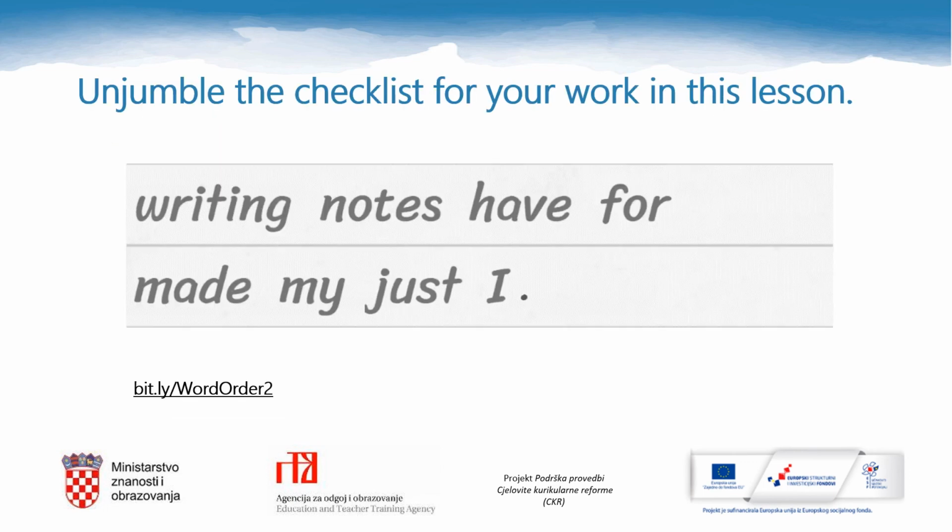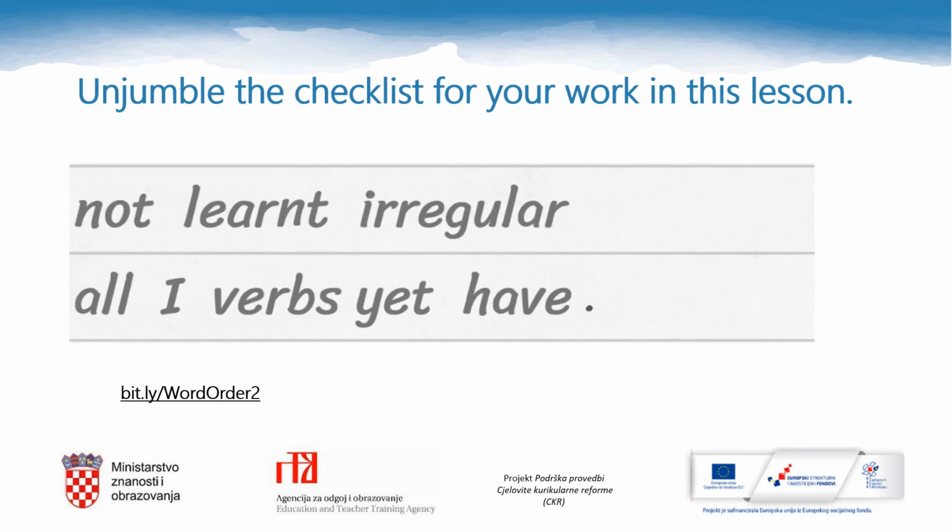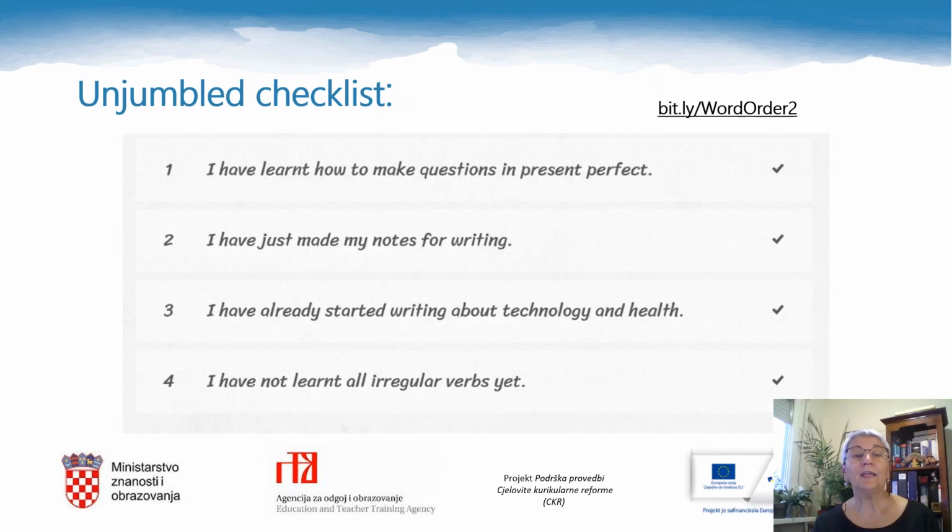Here's the second sentence in the word list. Again, you can try to establish the right word order here by looking on the screen and copying the words into your notebook, or you can do the exercise online using the link word order 2. Here's sentence number 3 and the link again, and sentence number 4. Here's the unjumbled checklist. I hope you have the same sentences in your notebook.